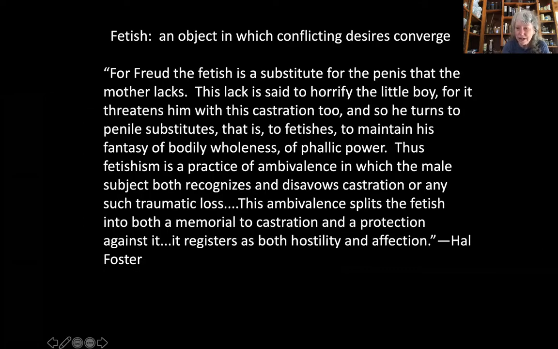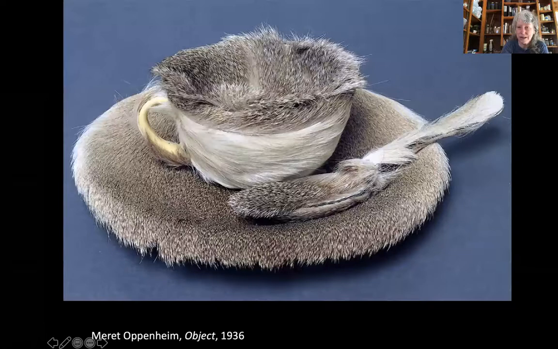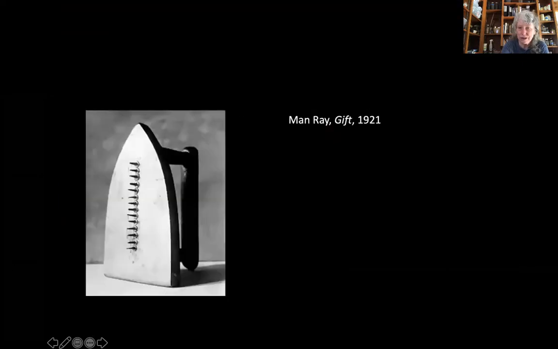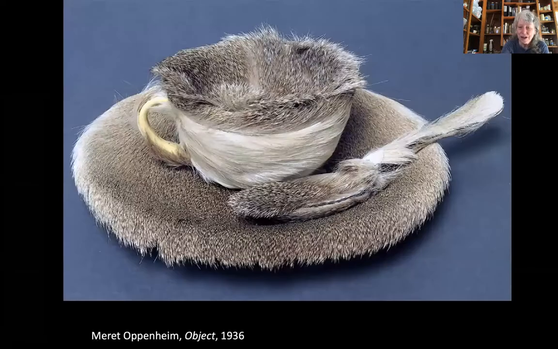Okay, now to understand this, we kind of have to understand what a fetish is. So you probably heard of fetishes. The most famous fetish is a foot fetish. So Broughton did have a little bit of a foot fetish, but we're not going to get into that today. So a fetish in psychology is defined as an object in which conflicting desires converge, like the desire to destroy the shirt and the desire to iron the shirt.